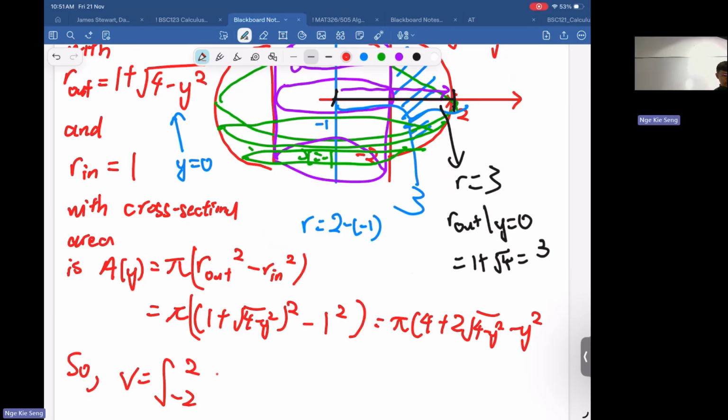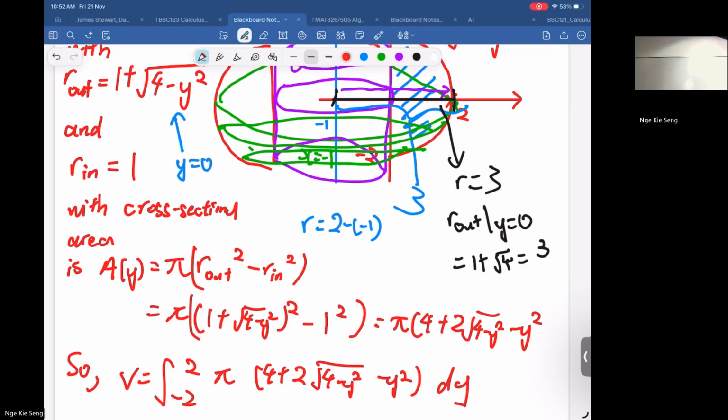So pi of 4 plus 2 square root. You need to integrate this. There's a very tricky part to integrate, and we haven't learned any technique to integrate this yet. But did you realize that this is a semicircle? So you should use the geometric method to calculate this.